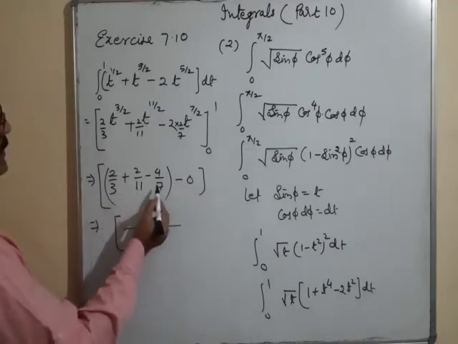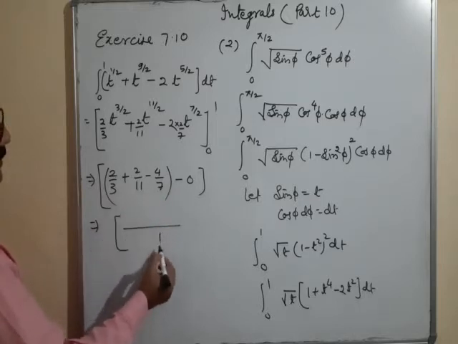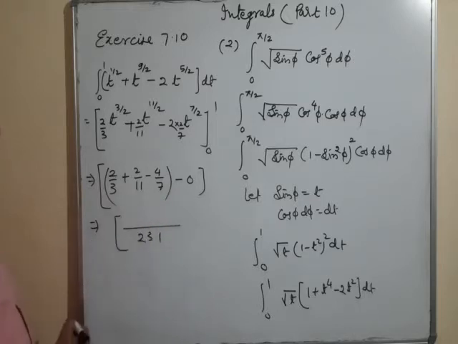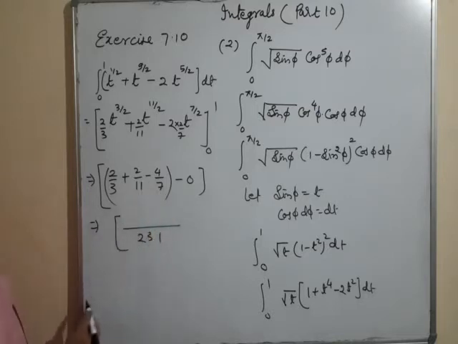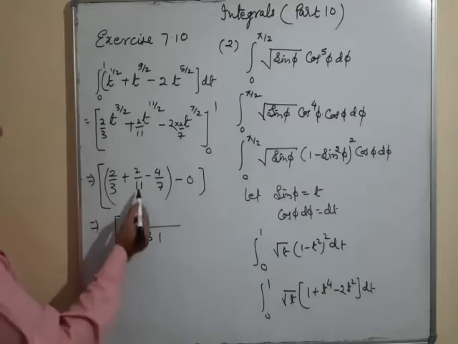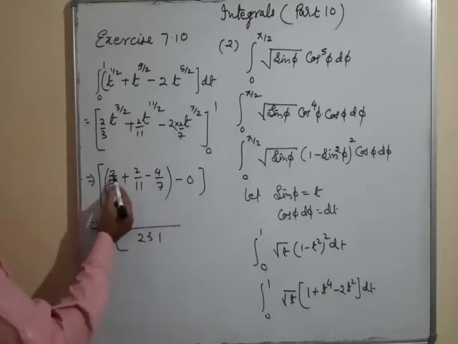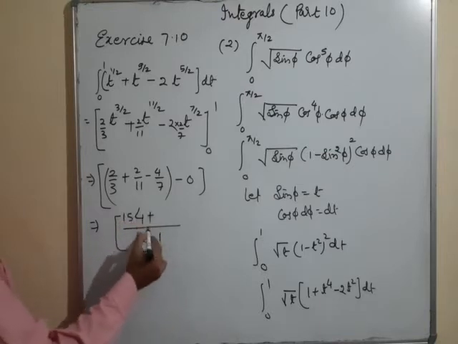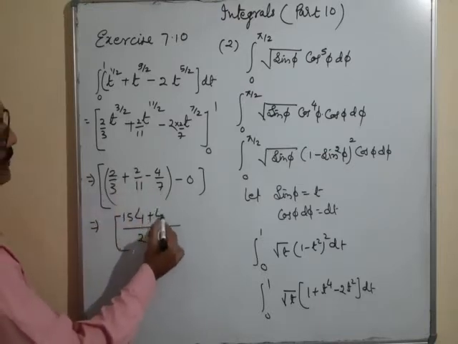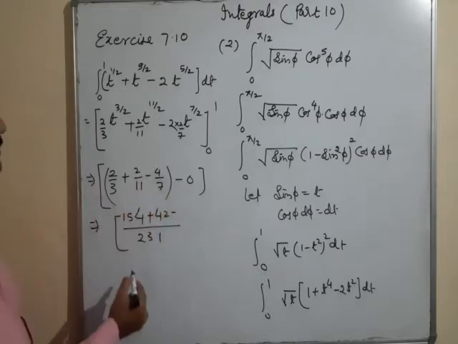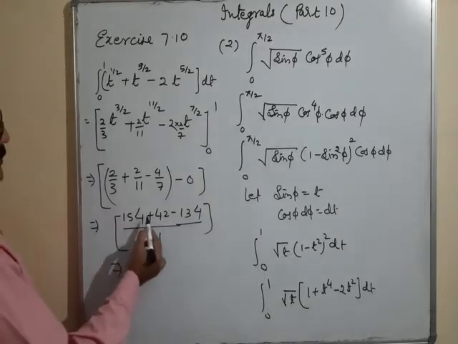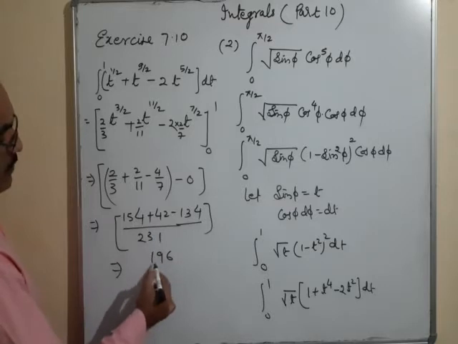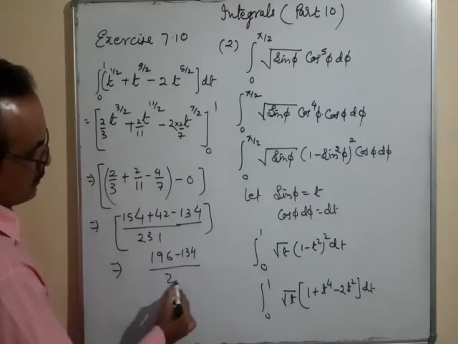Now take the LCM of 3, 11 and 7, which is 231. Then 11 times 7 is 77, times 2 is 154, plus 7 times 3 is 21, times 2 is 42, minus 11 times 3 is 33, times 4 is 132. This comes to 134 upon 231.